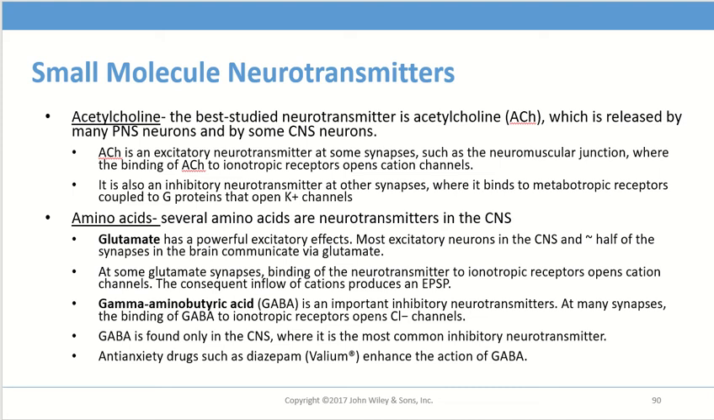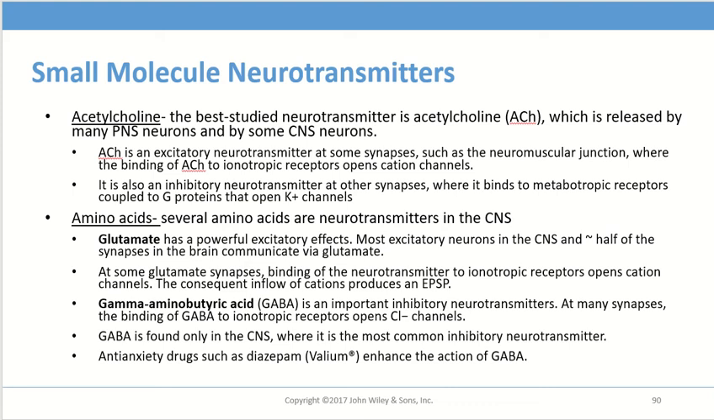So acetylcholine is an excitatory neurotransmitter at some synapses, such as at neuromuscular junctions, where the binding of that acetylcholine to an ionotropic receptor is going to open cation channels. But it can also be an inhibitory neurotransmitter at other synapses. So this would be an instance when it would bind to a metabotropic receptor that's coupled to a G protein, that would result in the opening of a potassium channel.